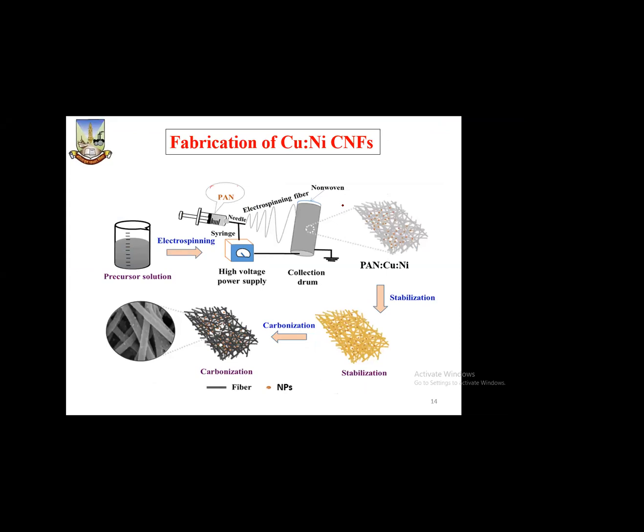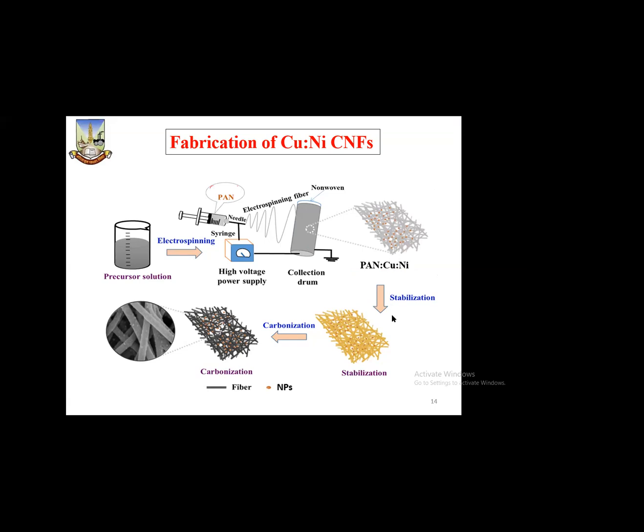Then fabrication of copper nickel carbon nanofibers. Here we use copper nitrate and nickel nitrate. These are the precursor solutions we are using with the help of the PAN, and directly transfer the solution into the electrospinning setup. We have selected the ratios 1:1, 1:2, 1:3 like this. And after drawing, the PAN copper nickel nanofibers are formed.